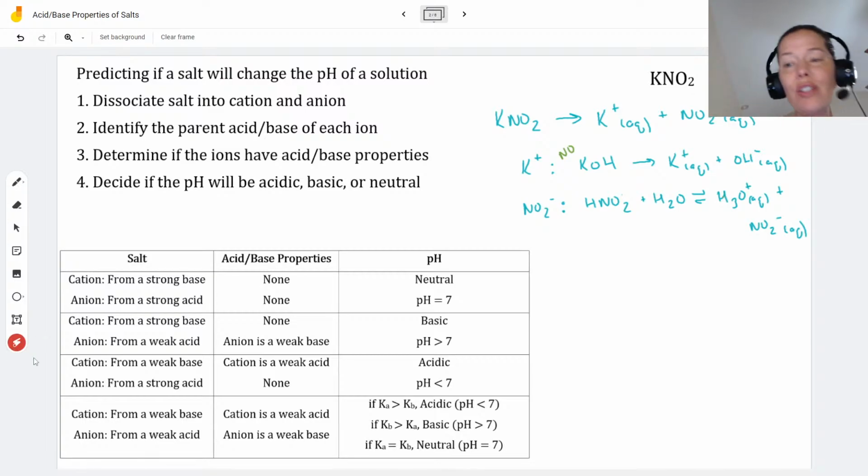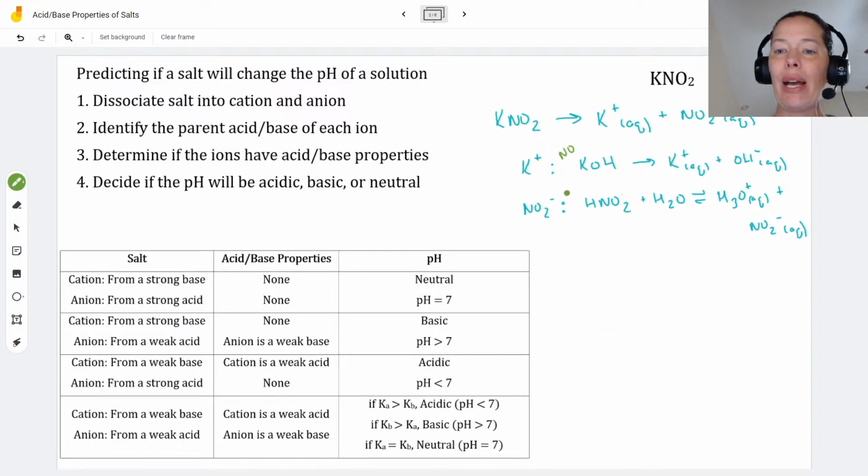So what this also means is that you have the reverse reaction. Nitrite, the anion, does have a reverse reaction where it can take a proton from water or from the hydronium ion and reform this weak acid. So again, we have the forward reaction occurring as well as the reverse reaction occurring. What that means is this anion does have acid-base properties, so it will change the pH of an aqueous solution that it is dissolved in.